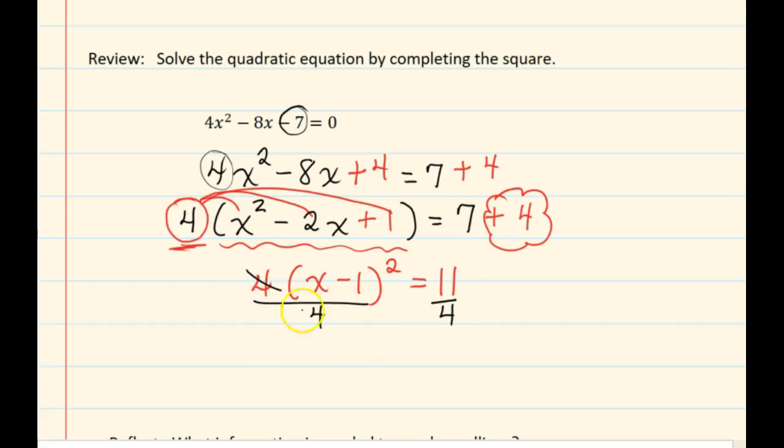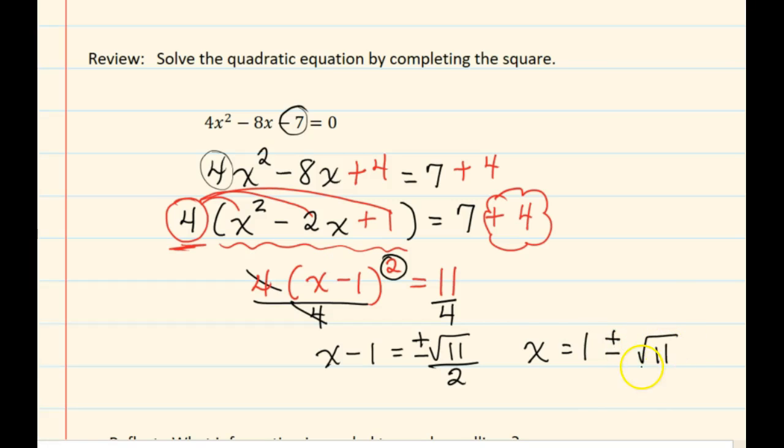And then once we do that, we're going to square root both sides. So I'm going to get x minus 1 is equal to the square root of 11 over 2. Don't forget plus or minus when you're taking the square root. And finally, we're going to solve for x by adding 1 to both sides. And I will have this as my answer for x.